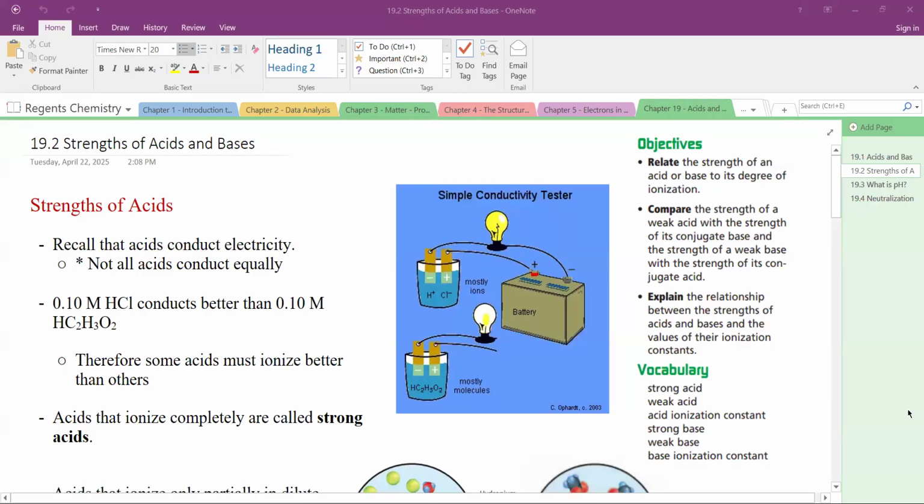Hi guys, welcome to our second video in chapter 19. This video is going to cover section 19.2 and is all about the strengths of acids and bases.